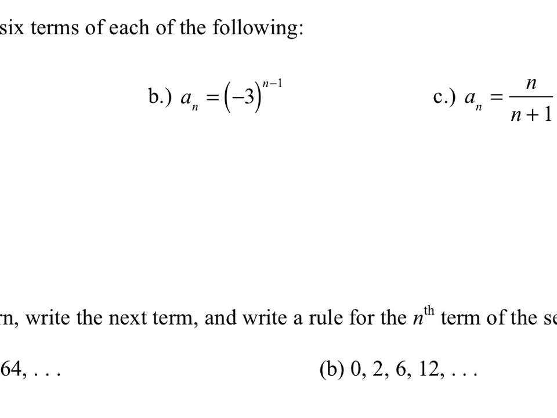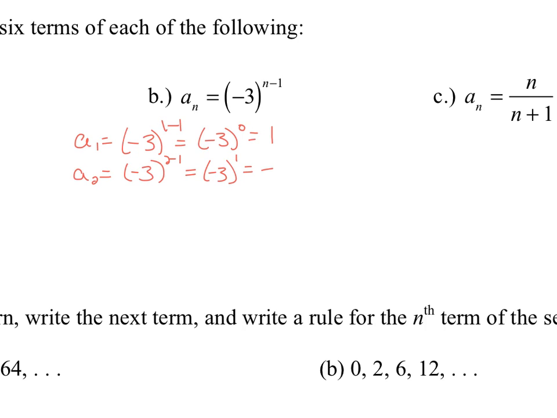This next problem we're going to work pretty similar to the last one. So a sub n is equal to the quantity negative 3 to the n minus 1. So I'll find my first term, a sub 1, and my n value is 1, so negative 3 to the 1 minus 1. Oops, that should be a positive 1. 1 minus 1. So you have negative 3 to the 0 power, and anything to the 0 power is just 1. Then my second term, a sub 2, is negative 3 to the 2 minus 1. Negative 3 to the first power is negative 3.